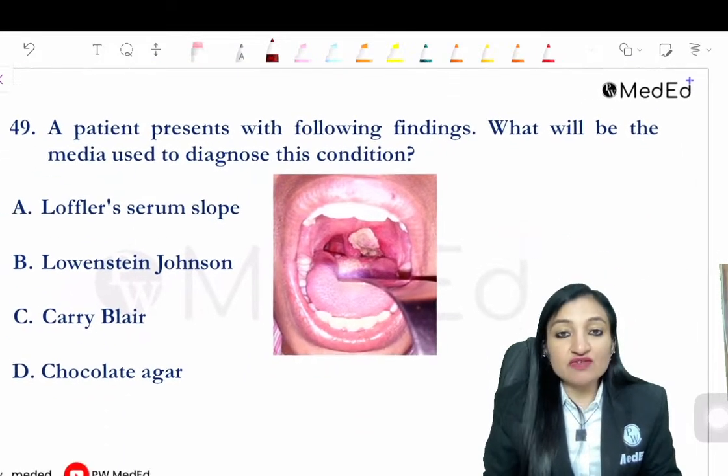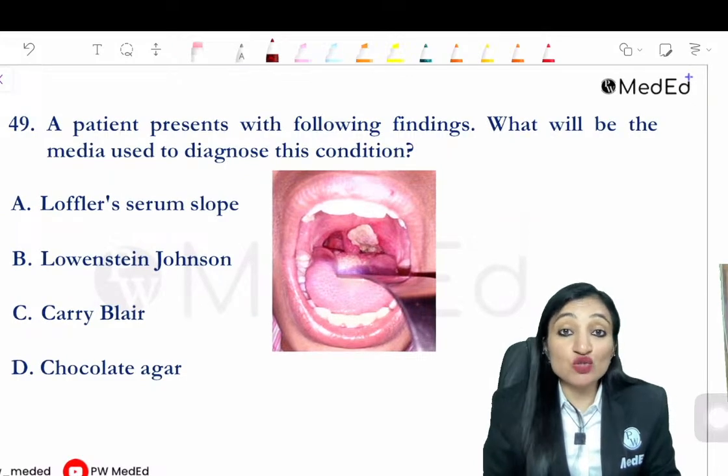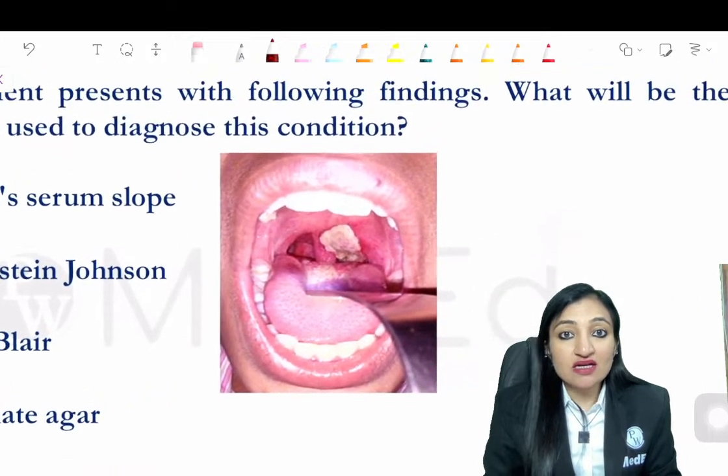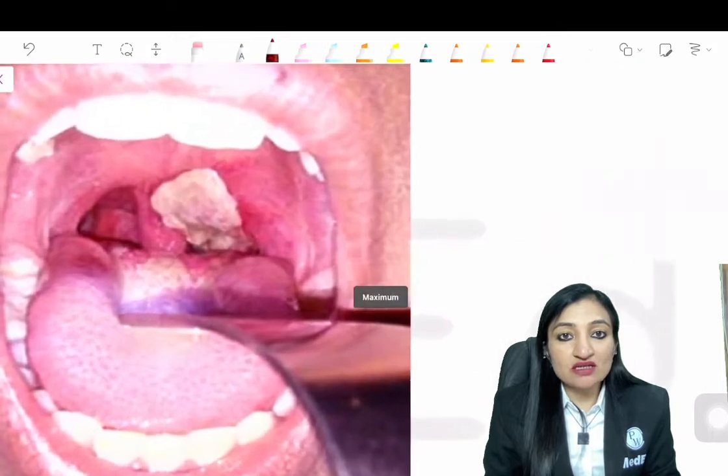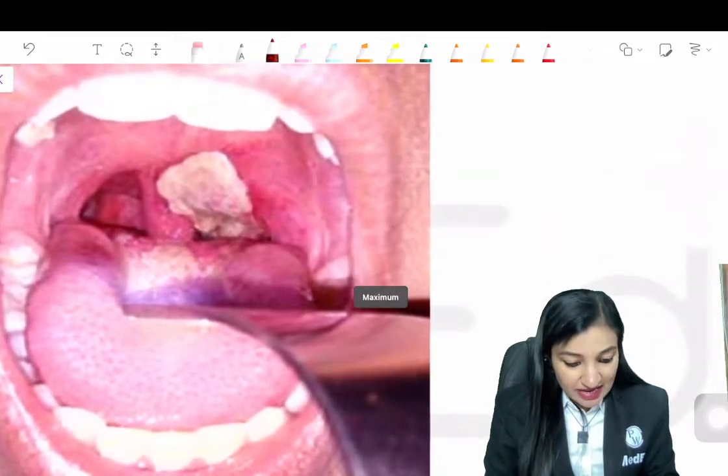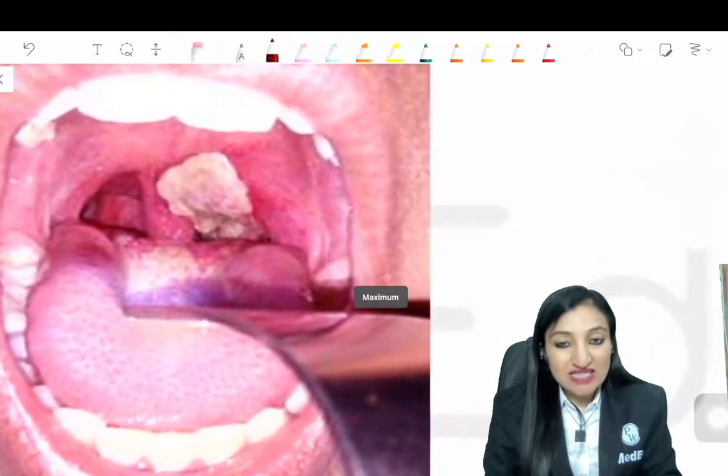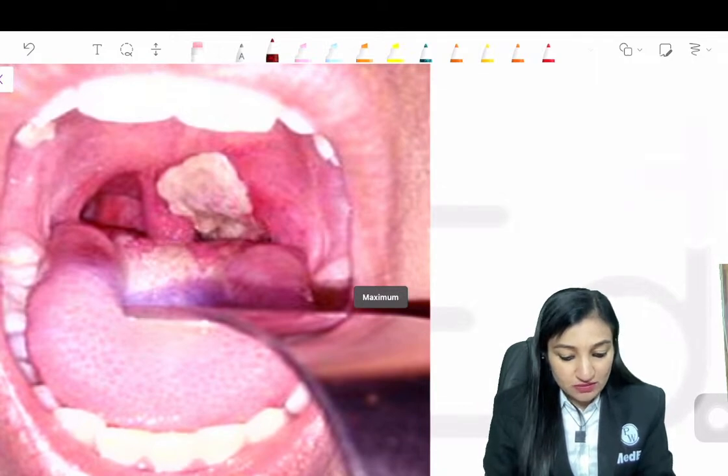A patient presents with the following findings. What will be the media used to diagnose this condition? Okay, look at the finding. What can you see? What is the most likely diagnosis, looking at this picture?